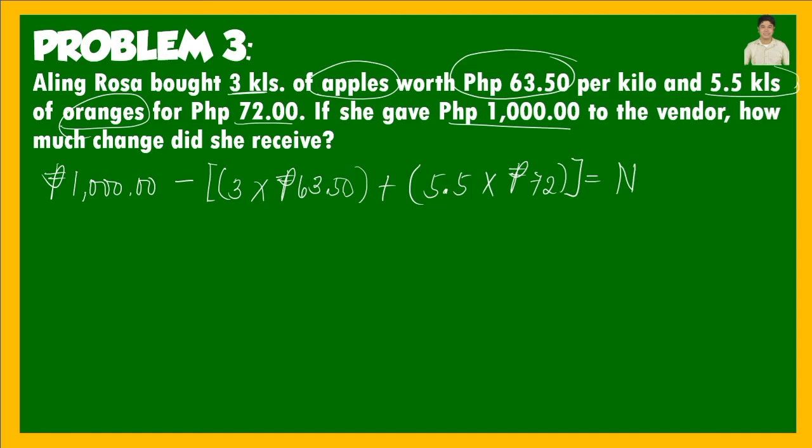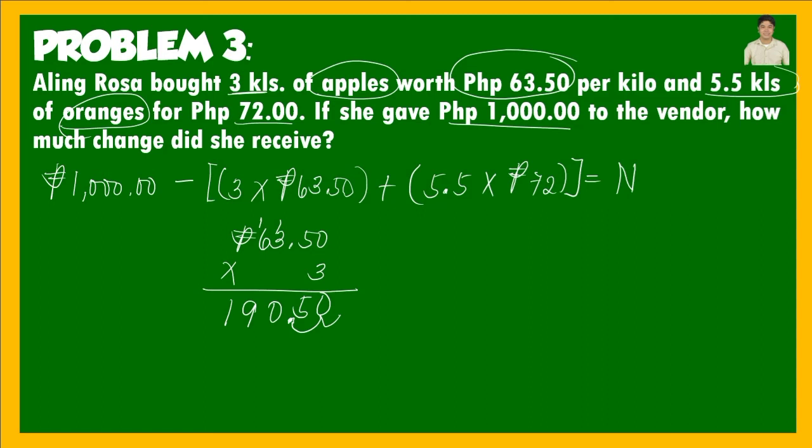Tapos, i-add natin yon, and then yung makukuha nating sum, yun ang isa-subtract po natin sa 1,000 pesos. So, pakita natin dito. 63 pesos and 50 centavos times 3. 0 times 3, 0. 5 times 3, 15. So, we'll write 5 and then carry 1. 3 times 3, 9 plus 1, 10. So, we write 0 and then carry 1. 6 times 3, 18 plus 1, 19. And then we'll move 2 decimal places to the left.